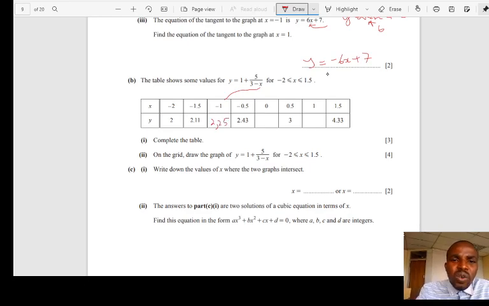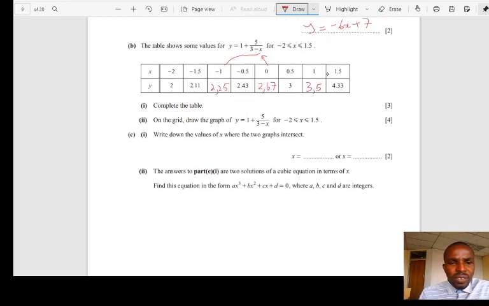Next, when x is 0, you substitute 0 there, then you get 5 over 3. 1 plus 5 divided by 3 is 2.666666, so you get 2.67. Then next, when x is 1, it will be 3 minus 1, which is 2. 5 over 2 is 2.5, plus 1 is 3.5. Like this. 3 marks.